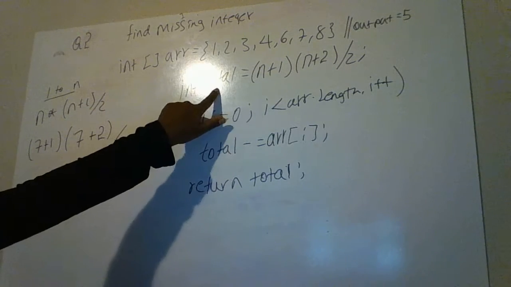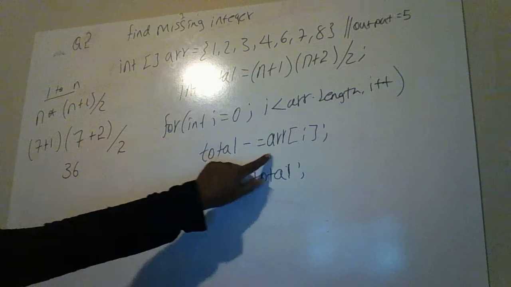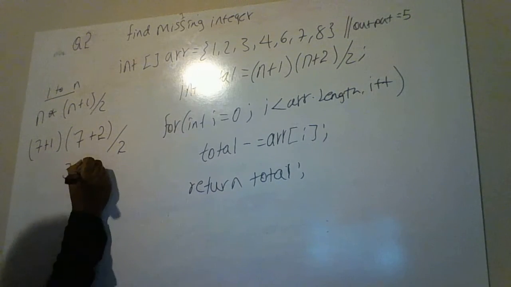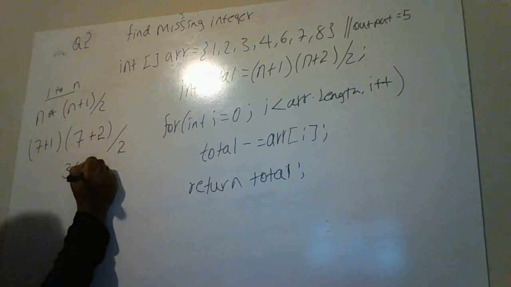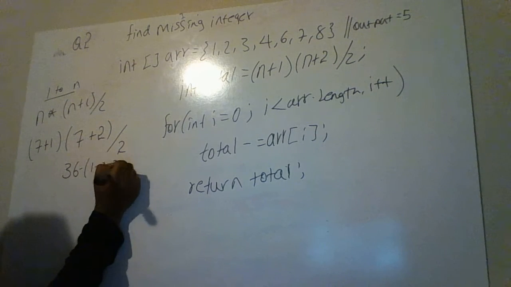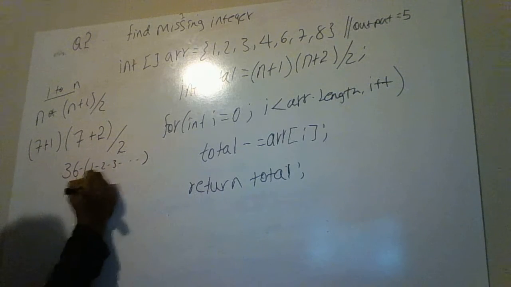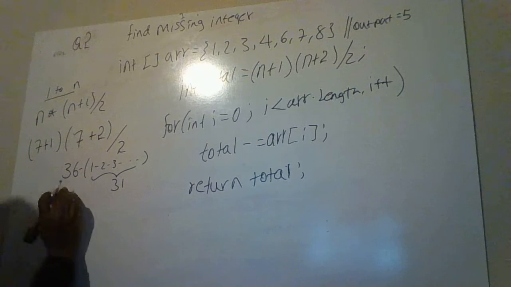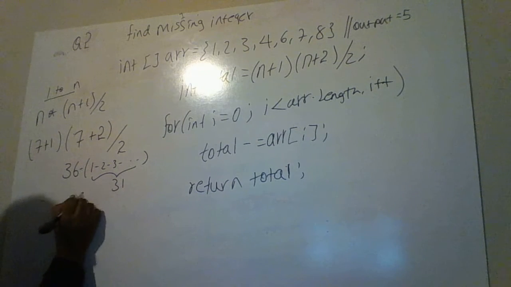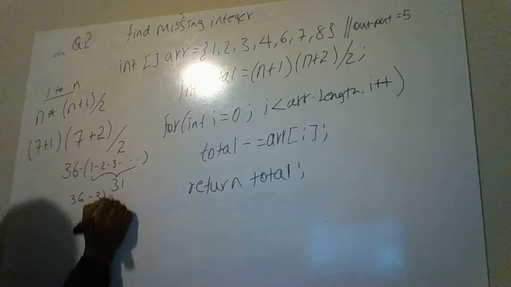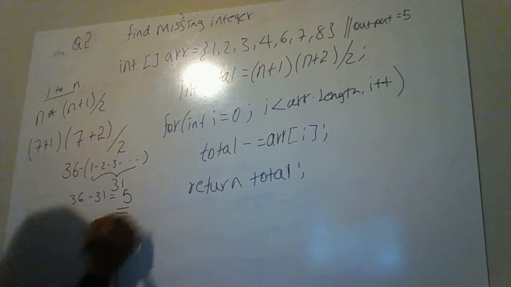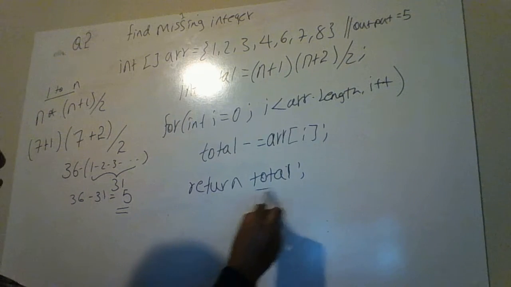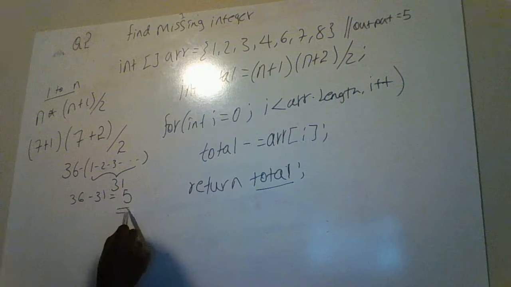So we have 36, and then we're going to subtract each number from our total. That is like saying 36 minus 1 minus 2 minus 3, and so on. The sum of the numbers would be 31, so it would be 36 minus 31, and that would give us 5, which was our missing number. So in that case we will return the total, which would give us 5.